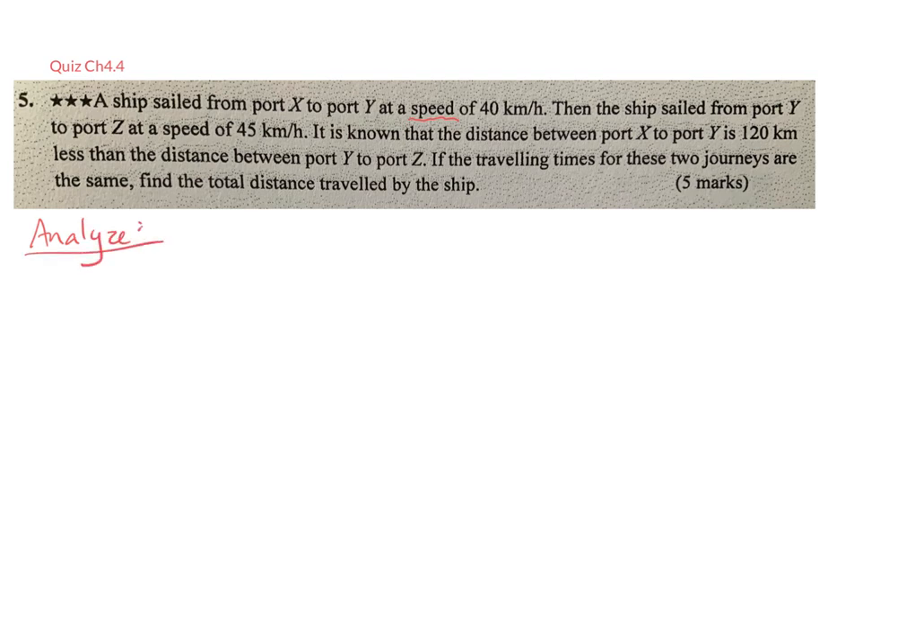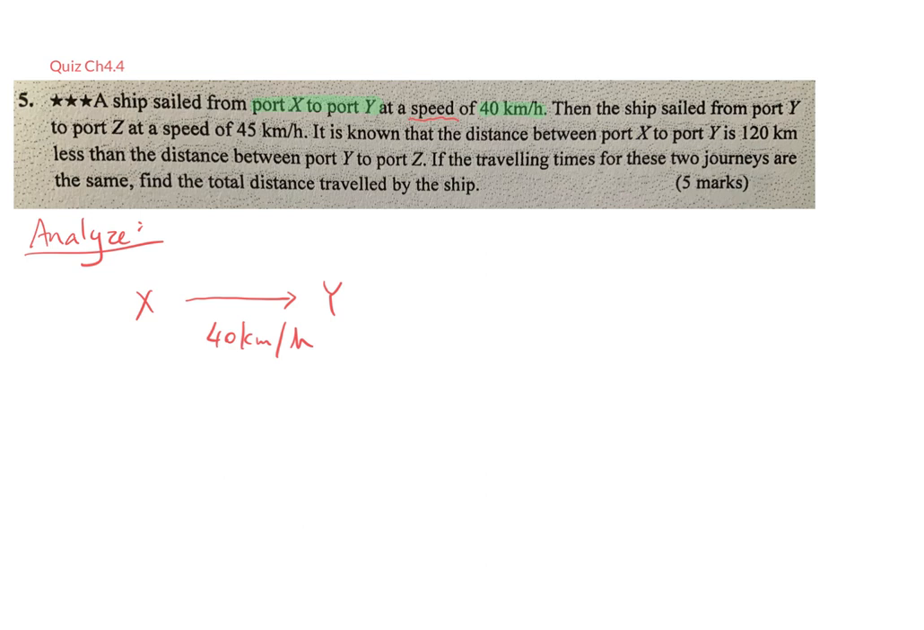It says that there is a ship sailing from port X to port Y at a speed of 40 km per hour. So maybe we can draw the diagram first. It is sailing from X to Y, and it has the speed 40 km per hour. And then we go to the second sentence.